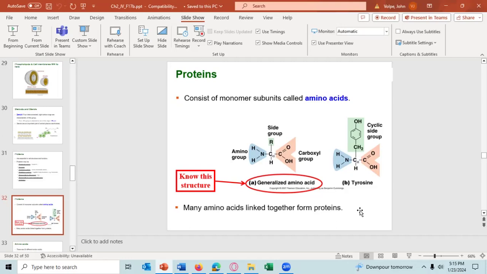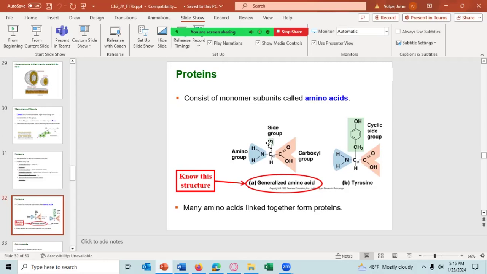So proteins consist of the monomer that we call amino acids. This is the generalized shape of an amino acid, where it has an amino group on one end, a carboxyl group on the other end. Between them, they have the central carbon. Hydrogen is connected to that central carbon. And then on the fourth position of the carbon, we have an R group.